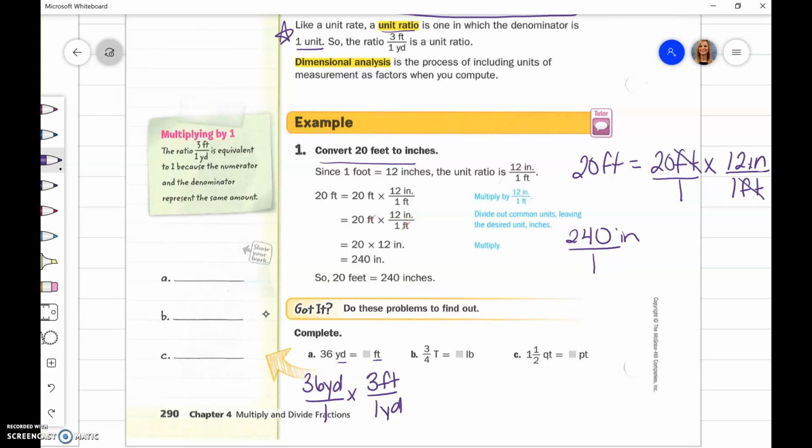Okay, so basically all I'm doing is writing right here the comparison of how many feet are in how many yards. Okay, because that's what I need to know. So I know there's 3 feet in 1 yard. So I can go ahead and get rid of my yards, and now I just multiply across. And when I multiply across, I get 36 times 3, which is 108 feet over 1.